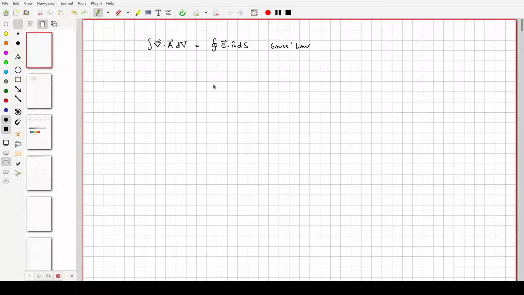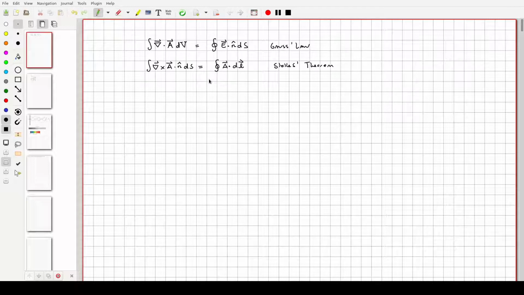And then there's a theorem called Stokes' theorem, which says the following. If I were to look at the curl of a field in a surface, that is the same thing as that field integrated over a closed loop. Stokes' theorem and Gauss's law.